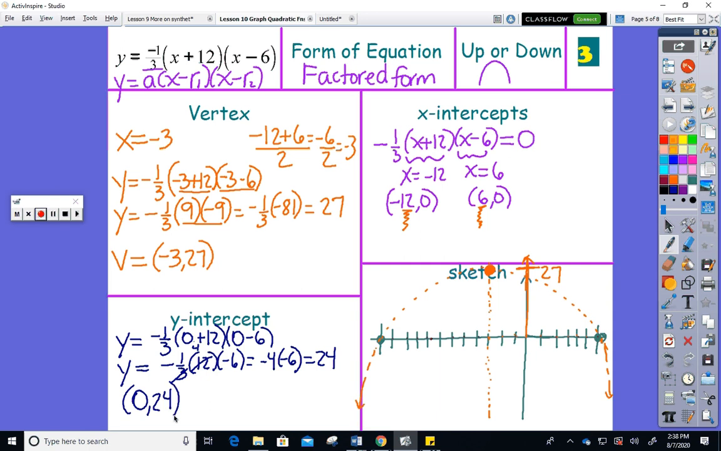Now, let me show you something. Remember, we said this vertex was at (negative 3, 27). And look, this thing is hitting the y-axis lower than the vertex, so does it surprise you that that tick mark could be 24? So we're actually totally done on this one. That's cool.